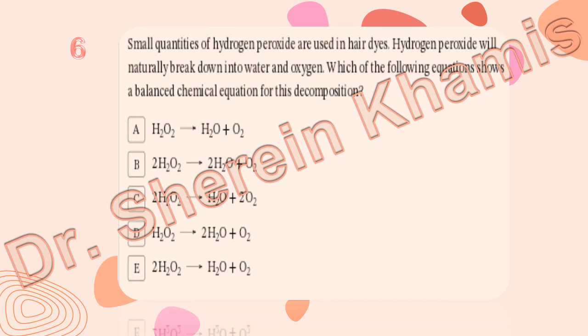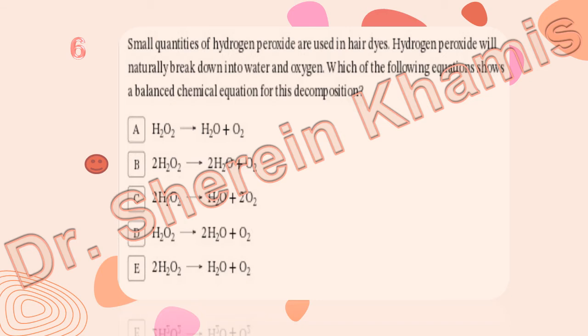Okay, we will calculate: 2 times 2 equals 4, 2 times 2 equals 4. Here in the product, 2 times 2 equals 4. We have 2 times 1 oxygen, which gives 2 plus 2 here. So the right answer will be letter B.